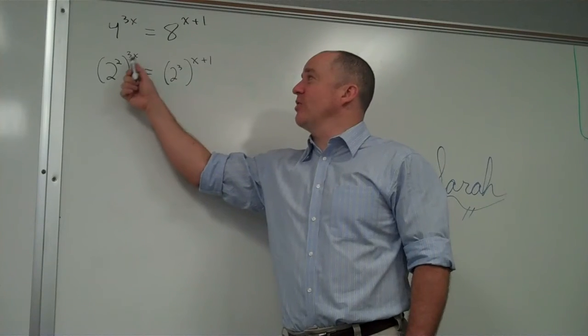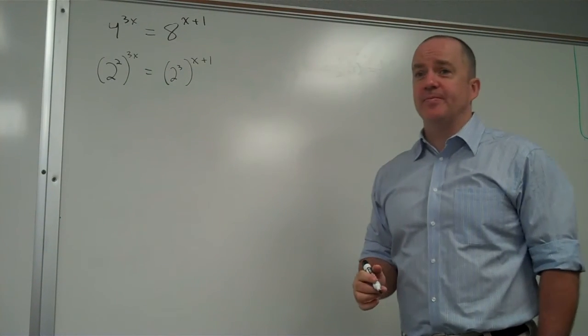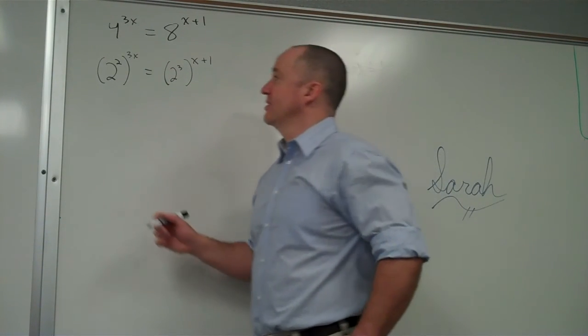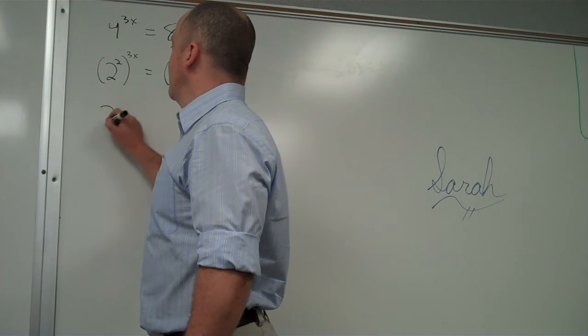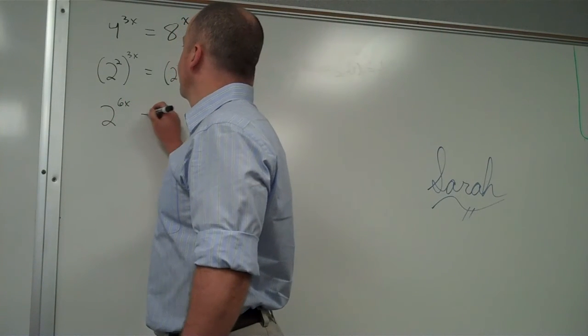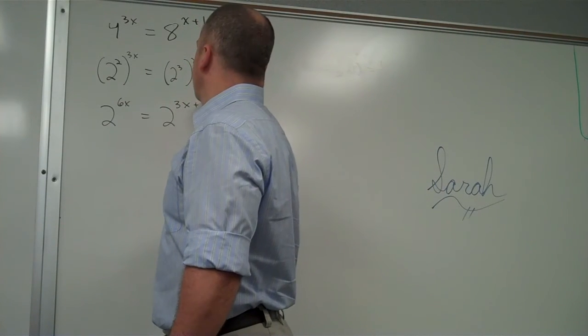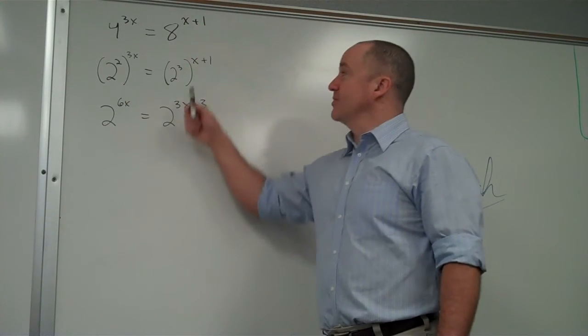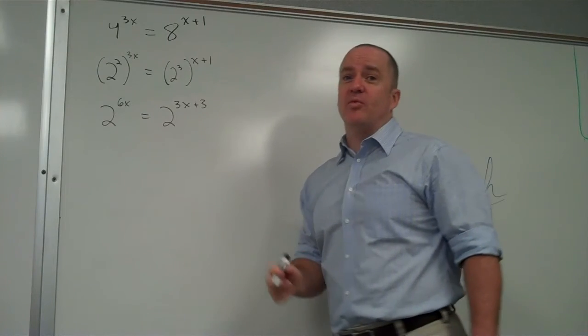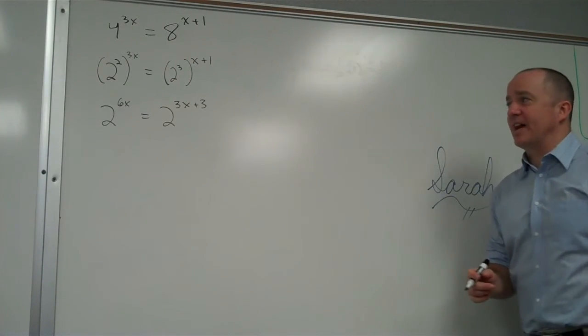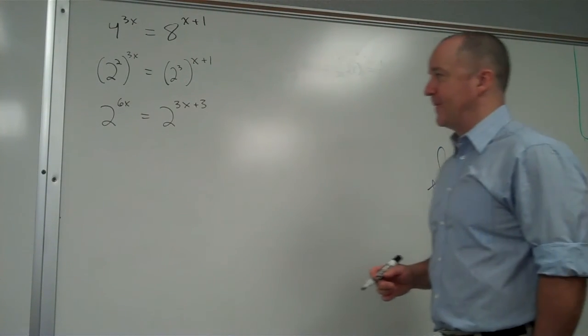Now when you're raising a power to a power, what can you do? Multiply. So this is 2 to the 6x equals 2 to the 3x plus 3. I have to multiply 3 by the x and by the 1. Take a moment and absorb that and ask me any questions on it, please.